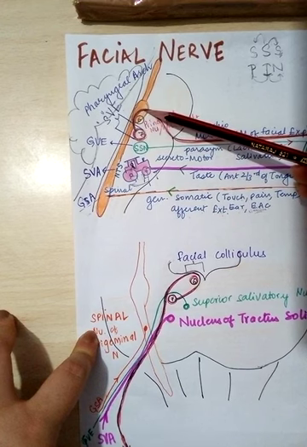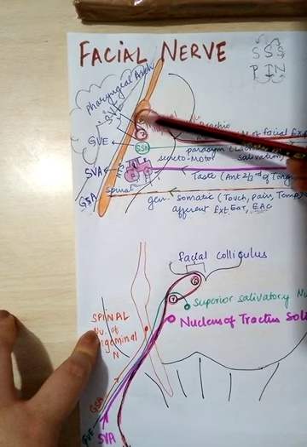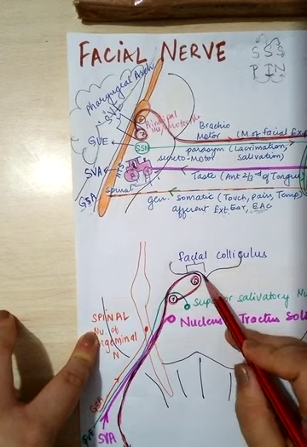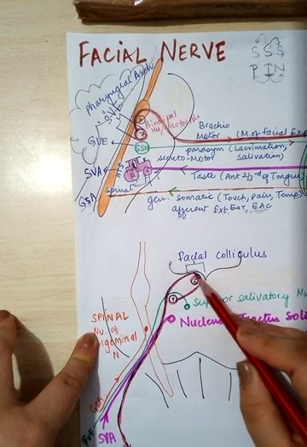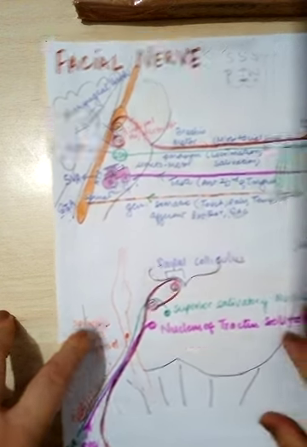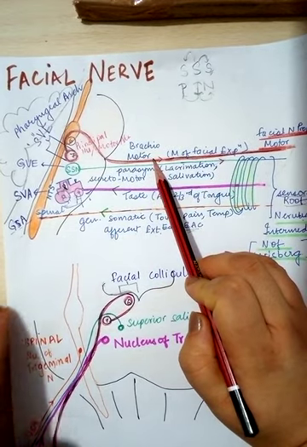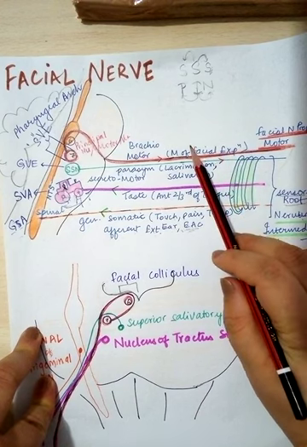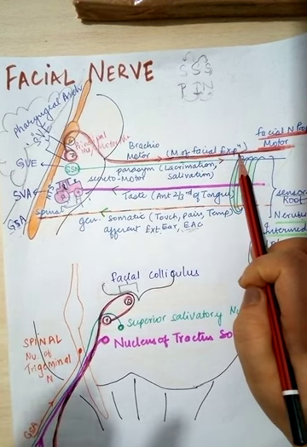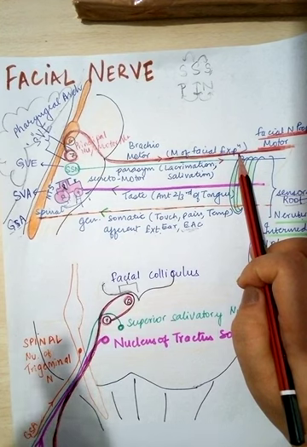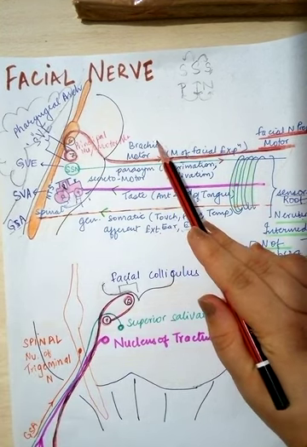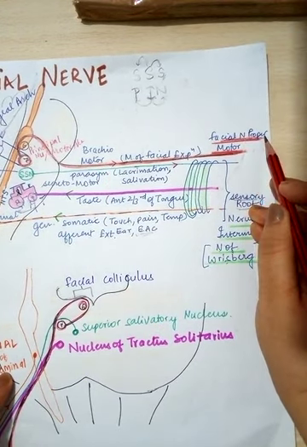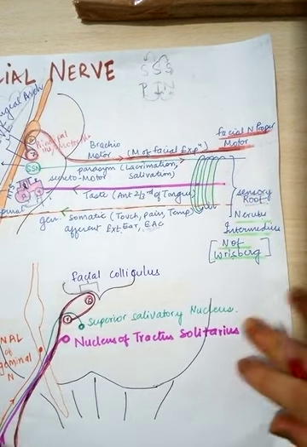Now, while hooking around from here, they also raise a bump in the floor of the fourth ventricle, which, as you can look here, is known as the facial colliculus. Now, these fibers are the motor fibers which supply the muscles of facial expression. These muscles are derived from the second pharyngeal or the branchial arch. That is why these fibers can also be called the branchiomotor fibers. And this nerve is called the facial nerve proper, or the motor part of the facial nerve.